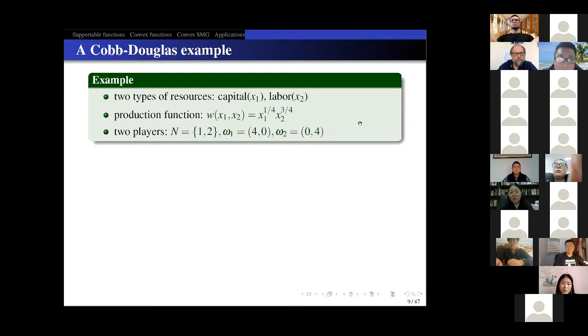We can see that no player can produce any profit alone. But if they cooperate with each other, then they can earn a net profit of 4 units. So the problem is how to allocate the total profit of 4. Let's look at the standard solution.